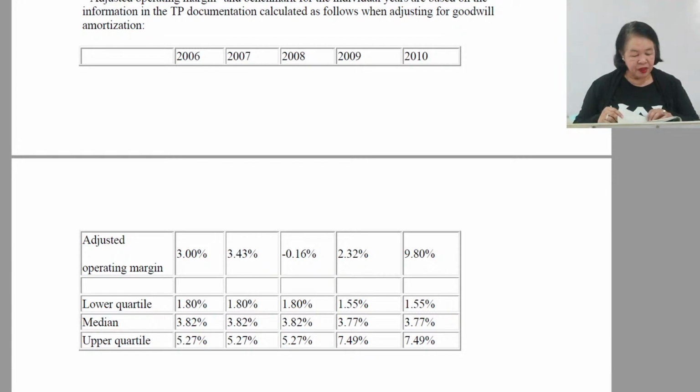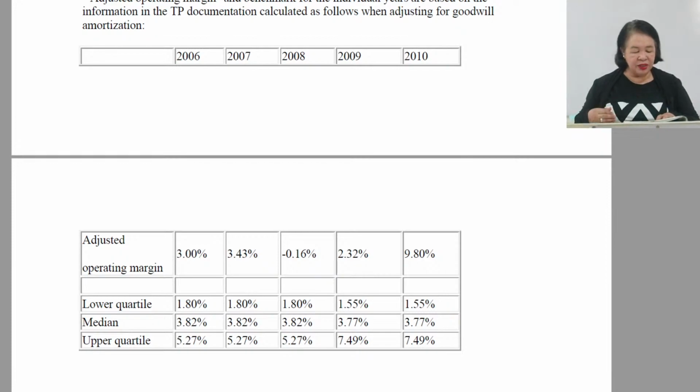No? Okay. So, adjusted operating margin for the individual years is without an adjustment for amortization of goodwill calculated as follows. No? So, dito wala siyang adjustment sa goodwill, no? So, 2006, negative 3.49%. 2007, negative 2.17%. 2008, negative 7.23%. 2009, negative 5.23%. And 2010, 2.85%, no? Okay. So, decision of the tax authorities, ano yung naging decision niya dito?